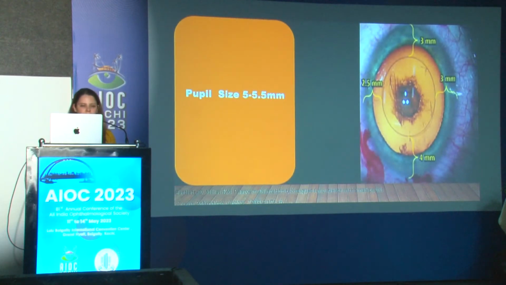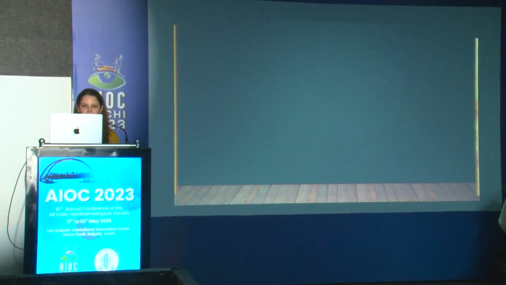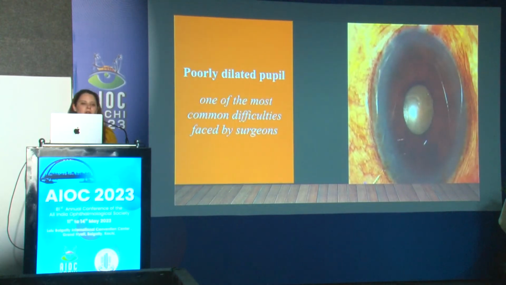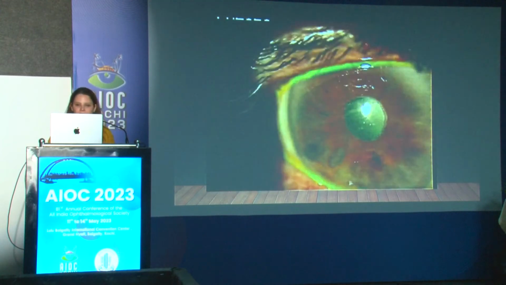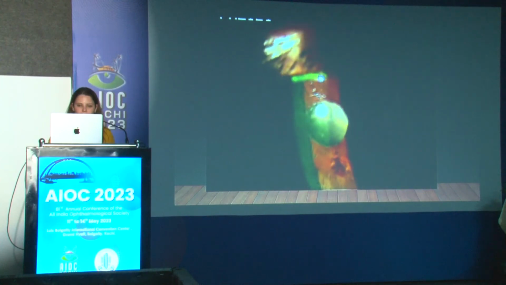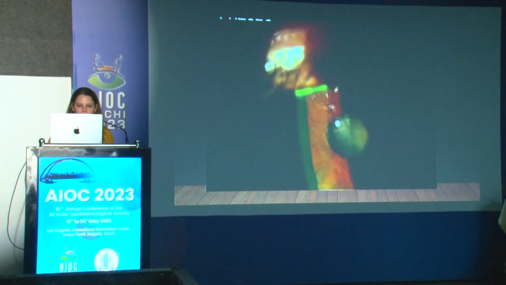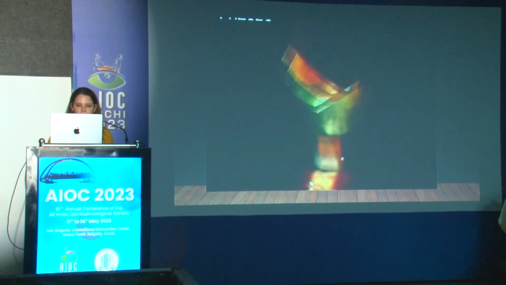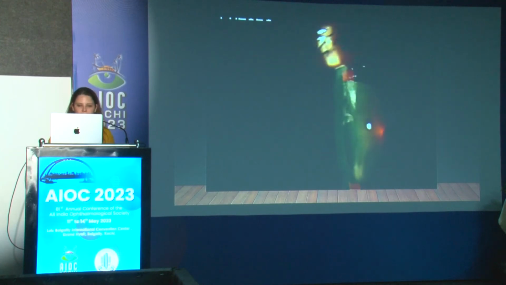As you already know, a pupillary size of 5 to 5.5 mm is the acceptable size to make a good capsulorhexis of about 5 mm. But a poorly dilated pupil is one of the most common difficulties faced by the surgeon. You can see here a poorly dilating pupil, and with the instillation of the mydriatic, the pupil dilates.